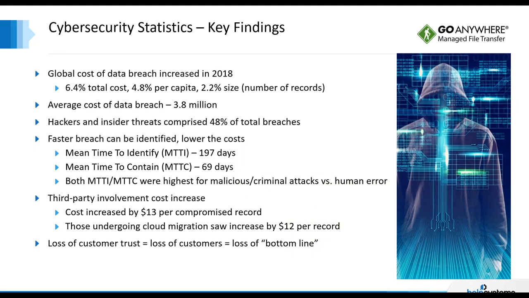So some of the key findings from 2018: you had a 6% increase in total cost, 4% on a per capita basis, and 2.2% as far as the number of records breached in 2018 as compared to 2017.